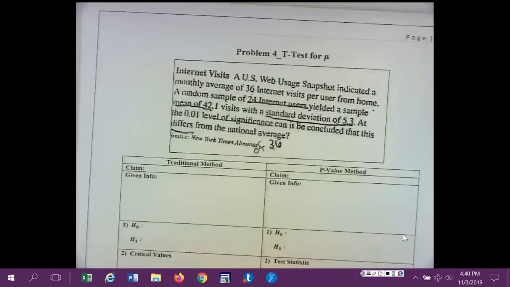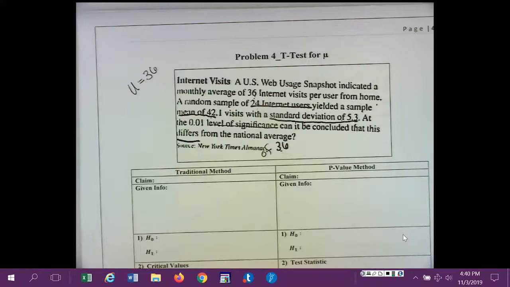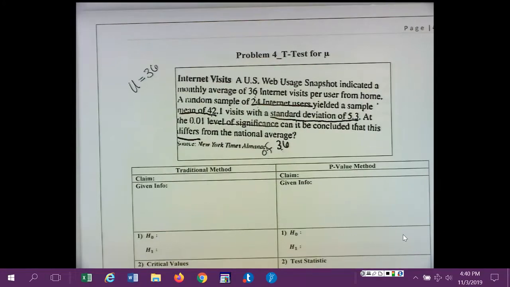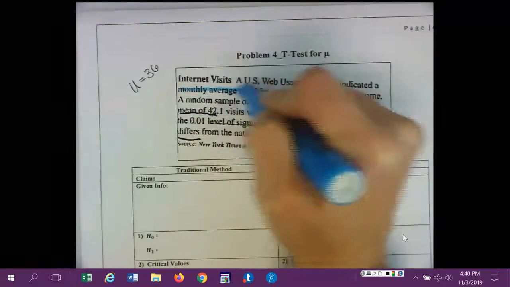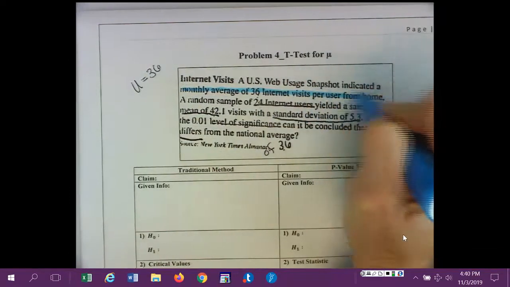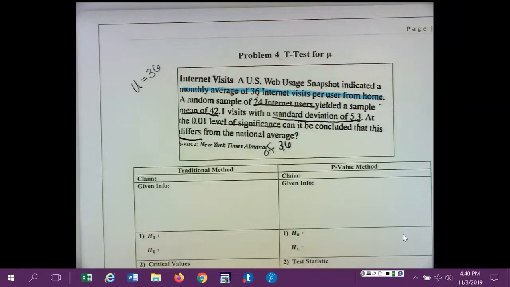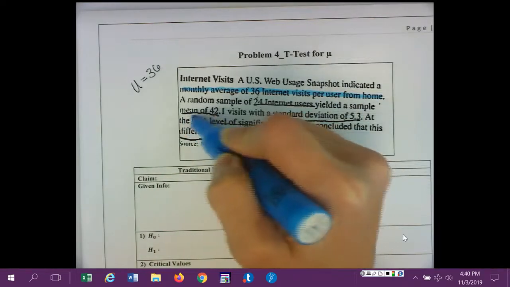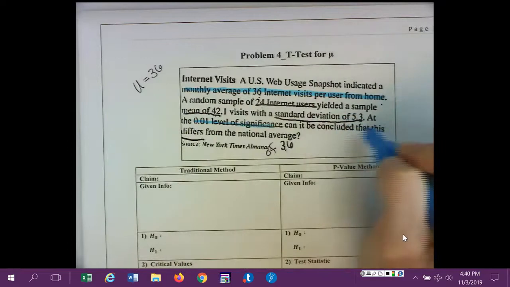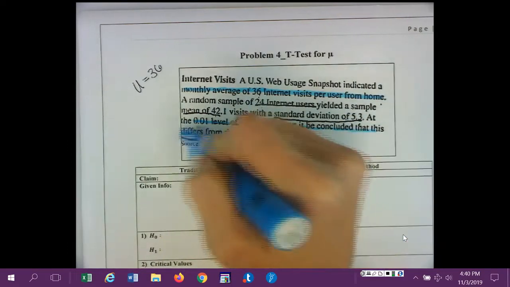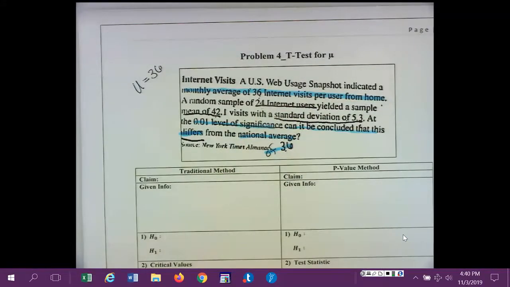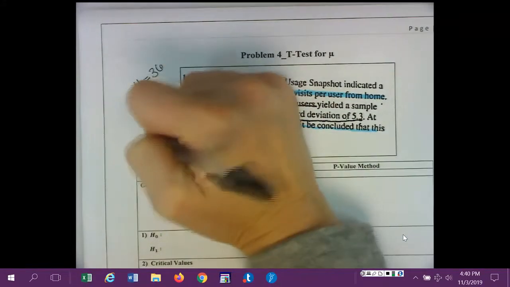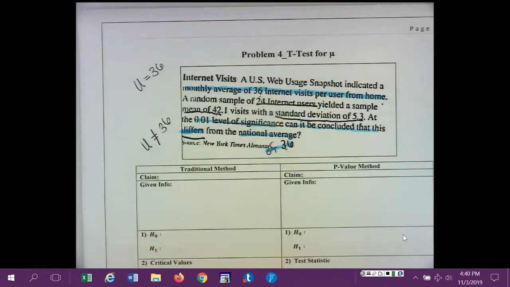Now, first sentence says the average is 36, obviously. Didn't say less than, greater than, at least, at most. It's point blank. Monthly average of 36 internet visits per user from home. Last sentence. At alpha equals 0.01 level of significance, can it be concluded that this differs from the national average of 36? Okay? If you don't know what differs means, look it up. Differ means no longer equal to.